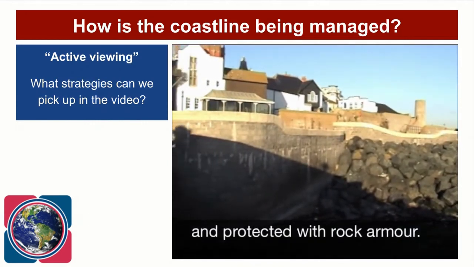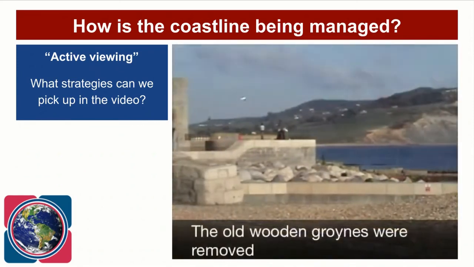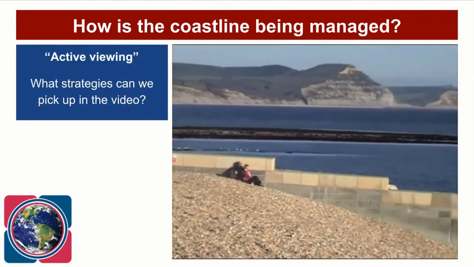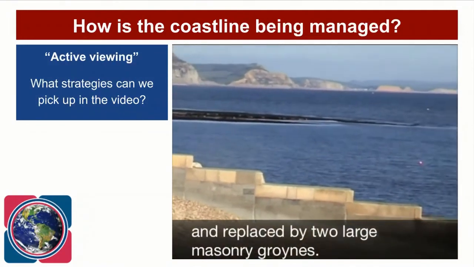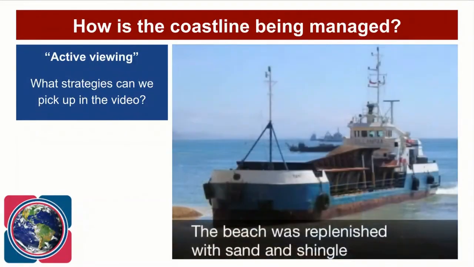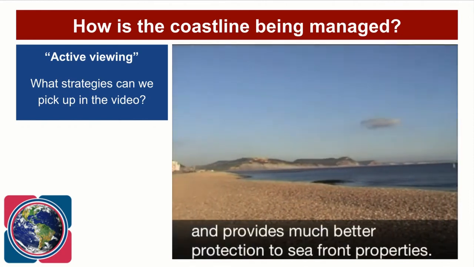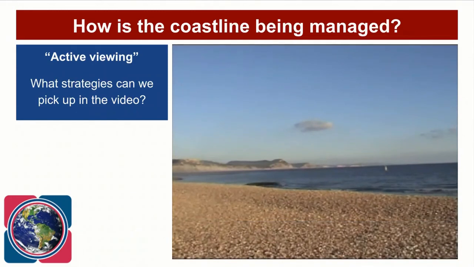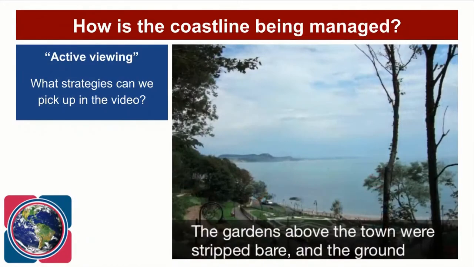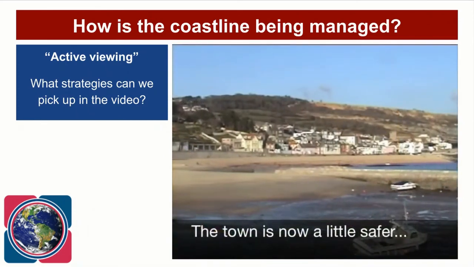Okay, so here's our first strategy. You've got a brand new seawall and rock armour. Those wooden groins have been replaced with massive stone groins, concrete groins. It calls them masonry groins. So we've got some beach nourishment going on as well. Steel pipes to prevent landslides.